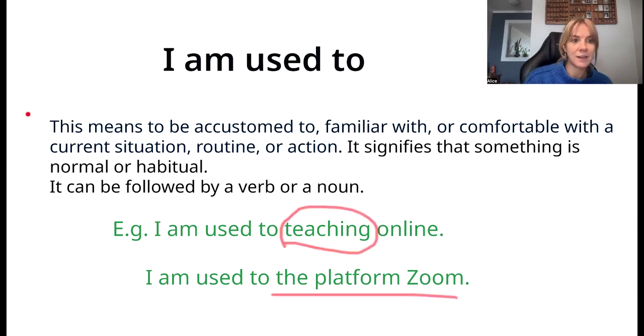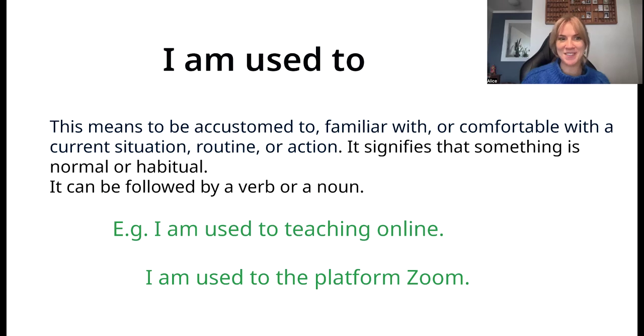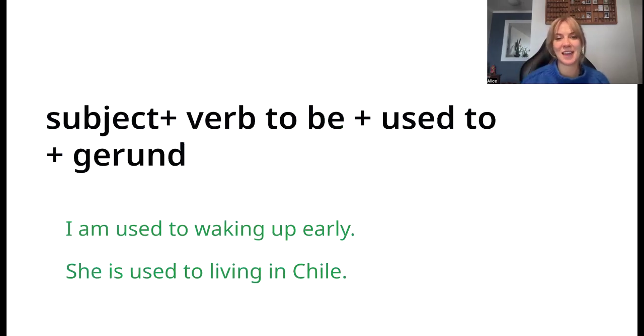Okay, let's look at some more examples. Here we have the structure then. This structure is different from the first one. Have a look here. We have the subject, the verb to be, which of course we have to conjugate. So I am, you are, he is, plus used to. And now, careful, we have the gerund. This is the ing form of the verb.